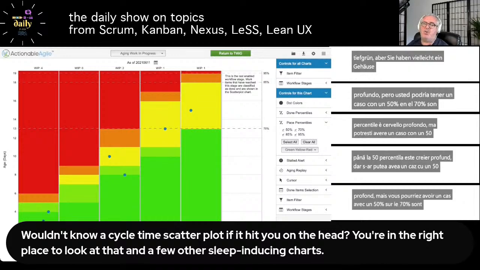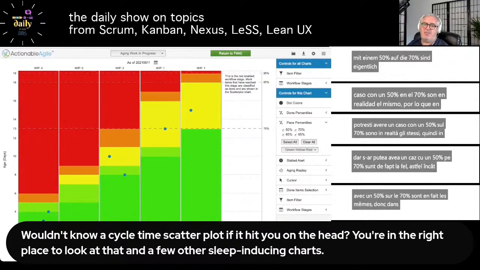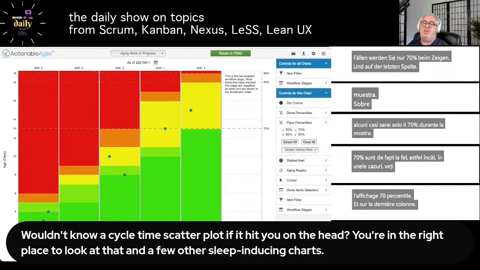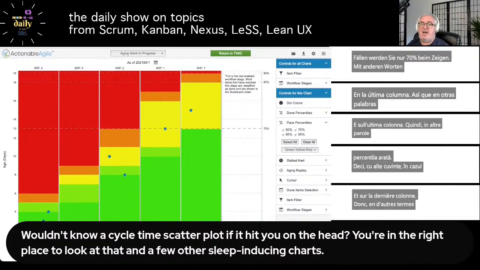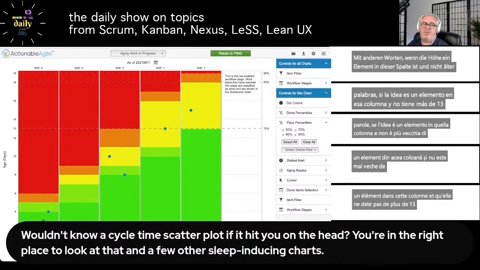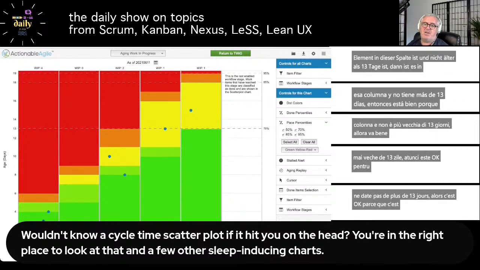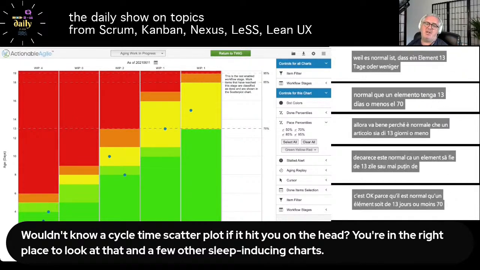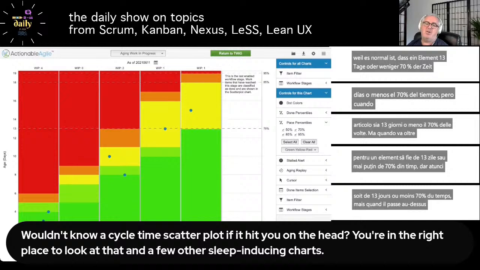In some cases, you'll only see the 70th percentile showing on the last column. So in other words, if there's an item in that column and it's not older than 13 days, then it's okay, because it's normal for an item to be 13 days or less 70% of the time. But when it goes over the 70th percentile to the 85th percentile, it starts going yellow.